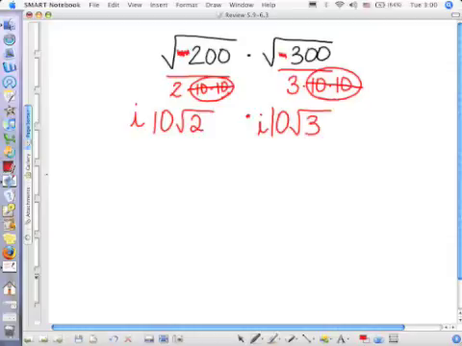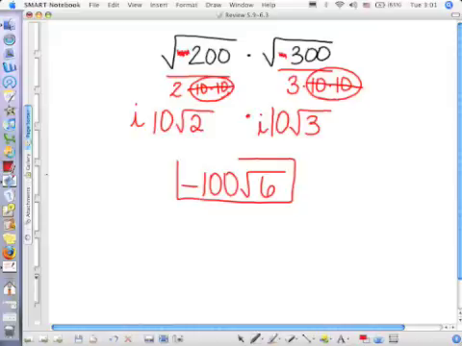Now, when you multiply i 10 square root of 2 times i 10 square root of 3, it's i times i, which is negative 1, because it's i squared, 10 times 10, which is 100, and under the radical, 2 times 3. Notice there is no more i. i squared simply multiplies everything by a negative 1. The answer to number 3 was negative 100 times the square root of 6.